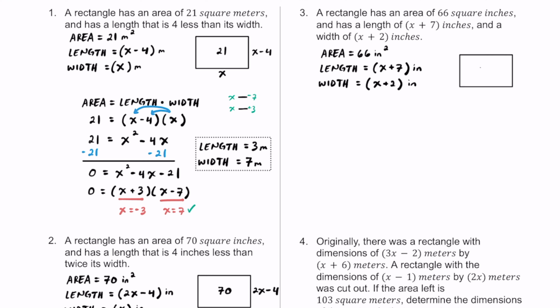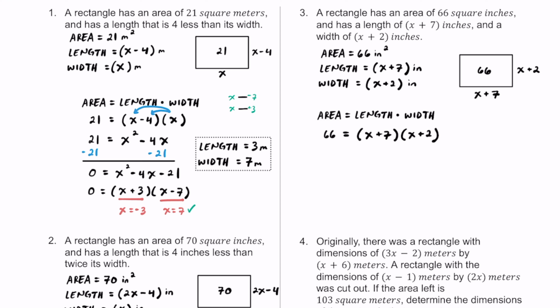Seeing this visually, we know the area is going to be 66. I'm going to put that on the inside here. And then the length, I'm going to go ahead and put that as x plus 7 over here. It doesn't really matter, but hopefully this is a little bit more to scale, and this would be x plus 2 for the width. For the area of a rectangle, it's length times width. The area we know is going to be 66. Let's go ahead and write that. The length, we're going to write this binomial of x plus 7, and the width here is going to be the binomial of x plus 2.